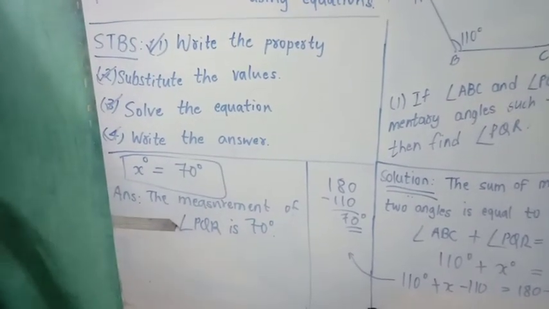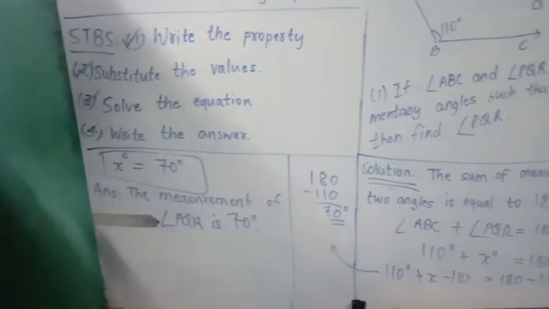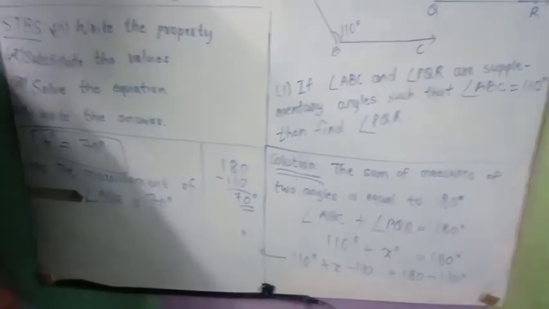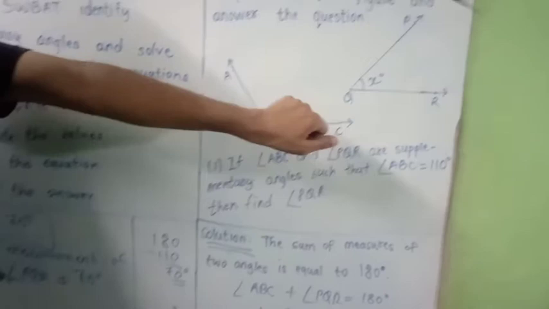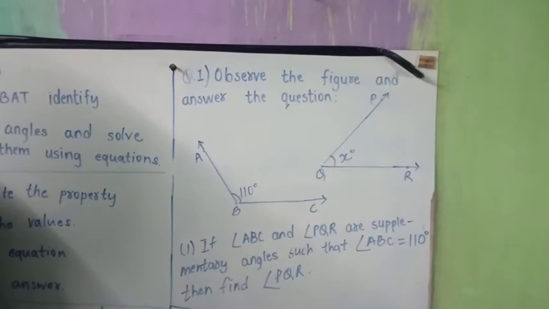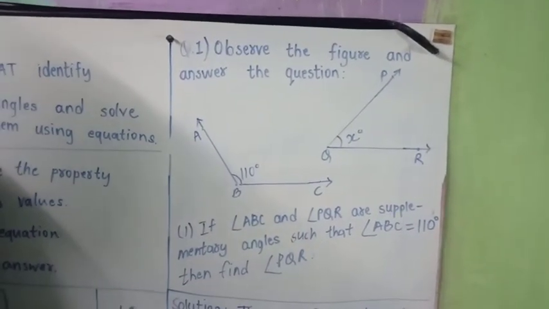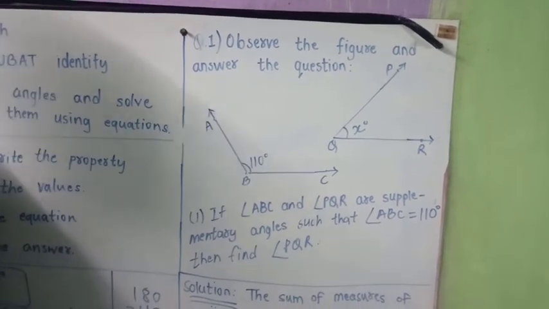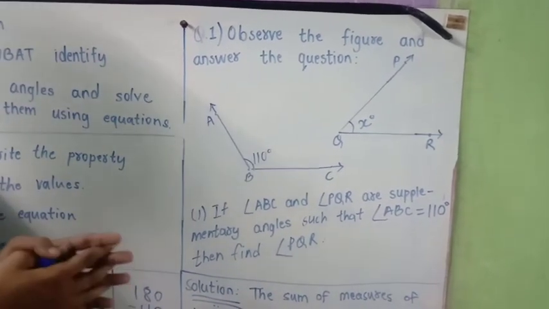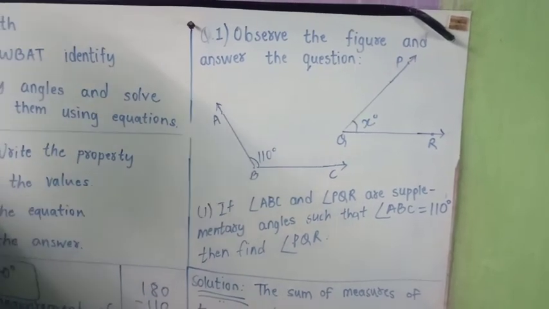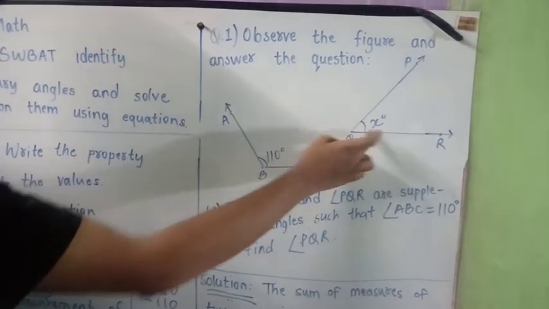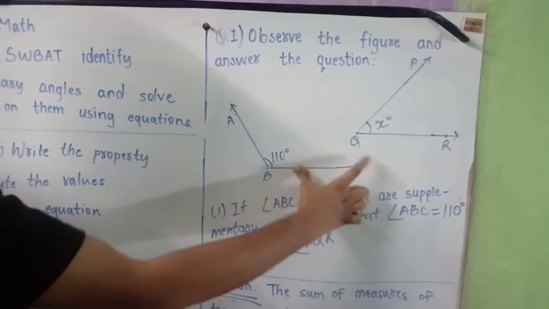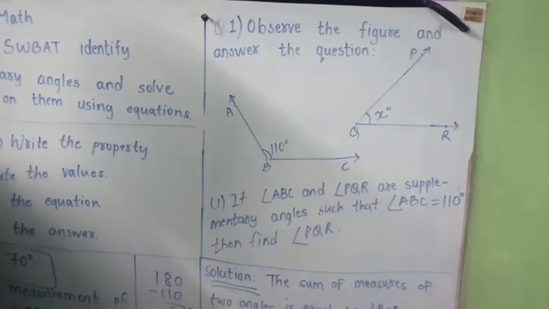Okay, we'll do a quick revision of what we did in today's class. We need to identify what supplementary angles are. We know that supplementary angles are angles whose sum is equal to 180 degrees. Here 110 and x were given. If they both are supplementary, it means when I add these two, it has to give me 180 degrees.